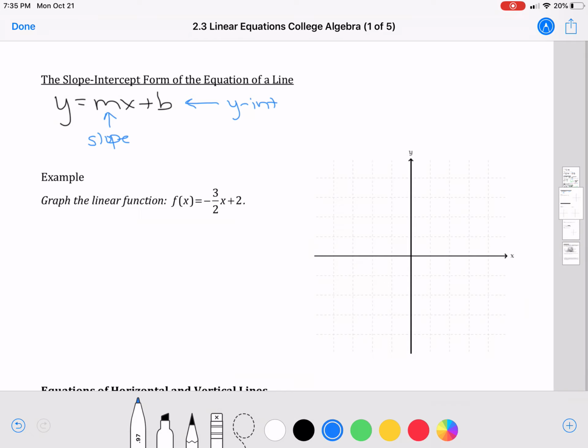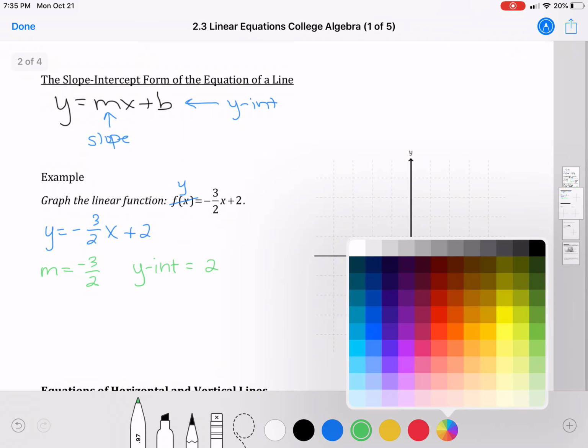So if we look at this graph, the linear function f of x equals negative 3 halves x plus 2, remember f of x is the same thing as y. Okay, so we can rewrite this, y equals negative 3 halves x plus 2. Okay, we know from that that our slope is whatever's in front of x, so negative 3 halves, and our y-intercept is 2.